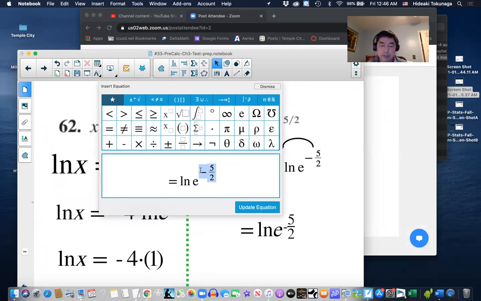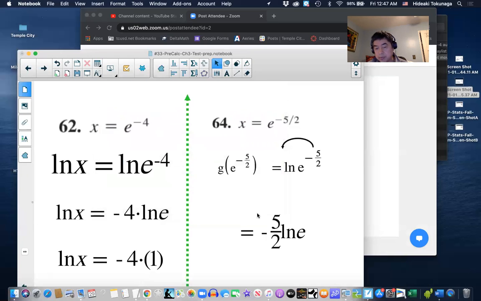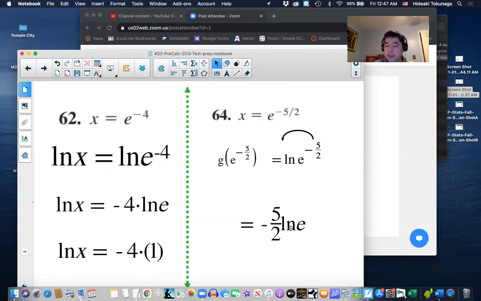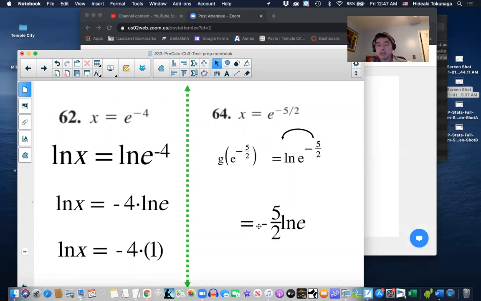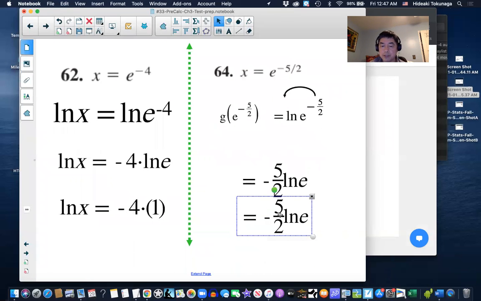Negative 5/2 can be in front. So negative here, 5/2. Okay. Now natural log of e. So right-hand side, this is natural log of e, which is, you can cancel 2, 1, because log base e of e, right? So this answer is negative 5/2. I hope this is easy for you.